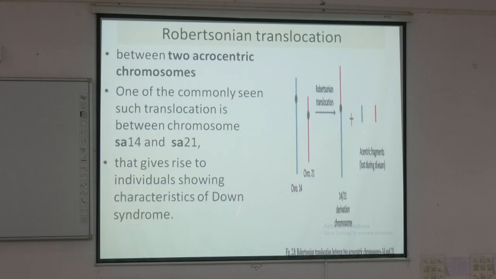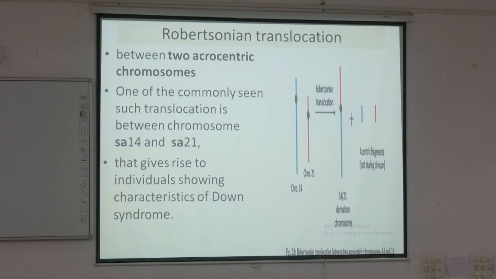You see this picture over here. We have the red dots and we have the blue dots. So, we have chromosome number 14 and chromosome number 21. Just have a look at chromosome number 14, blue, and chromosome number 21, which is the red. Now, we have a long arm, we have a short arm.